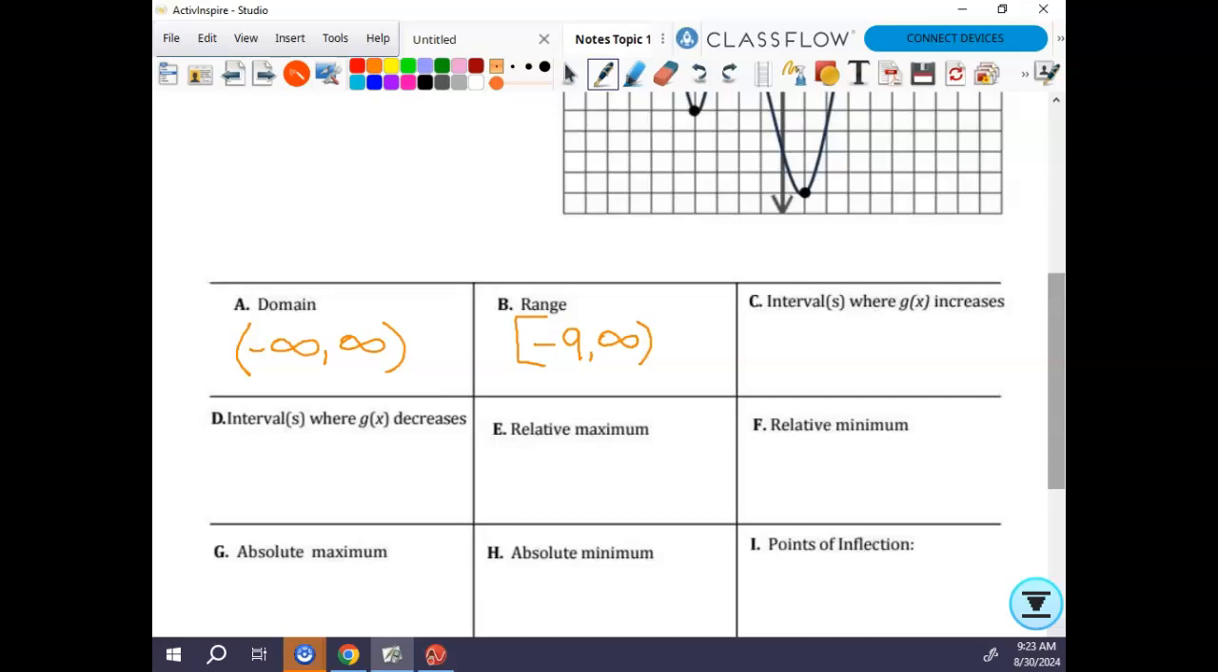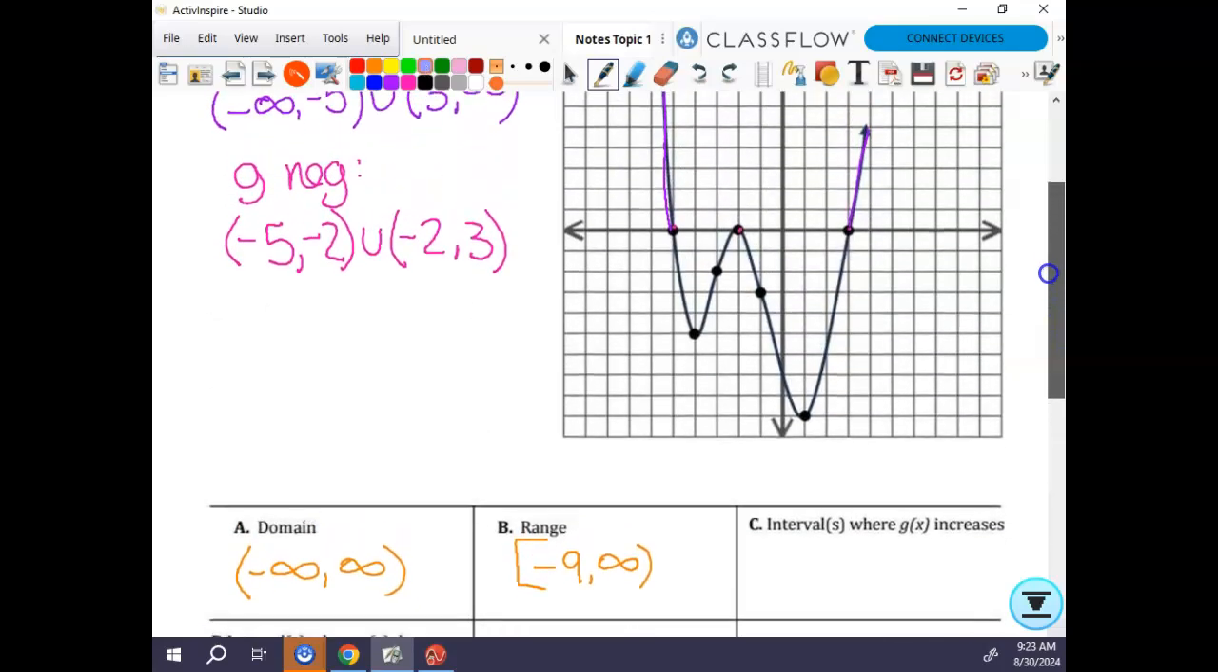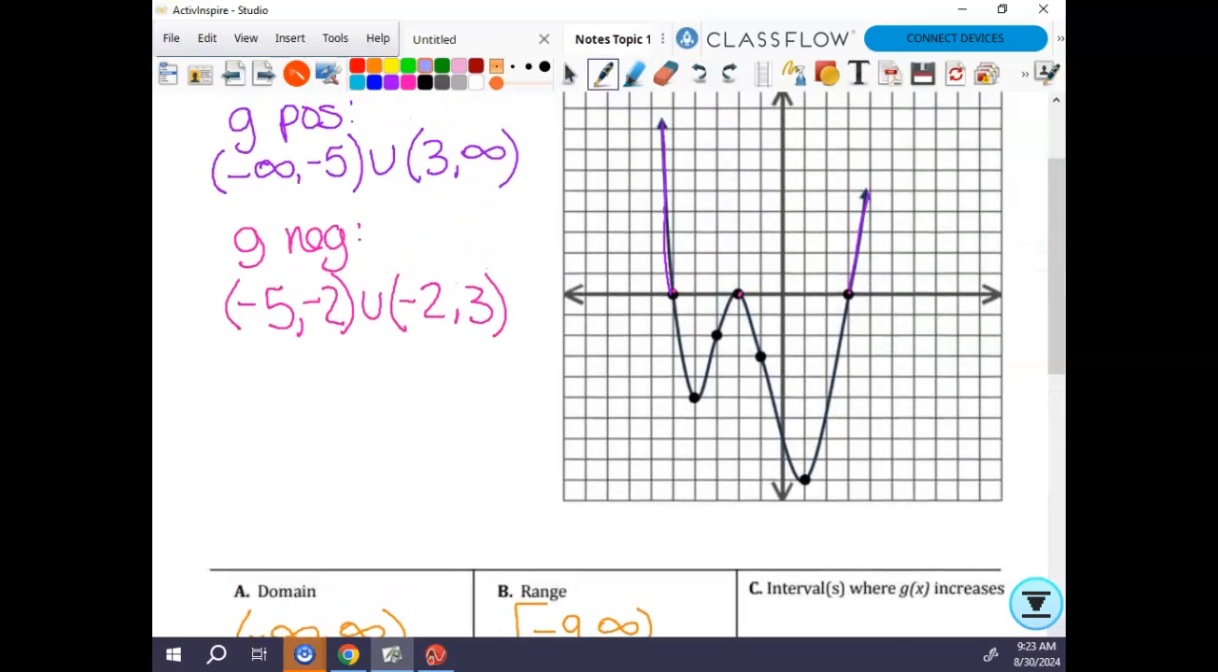Basic old business. Okay. Intervals where g of x increases. So where does g start to increase the first time?